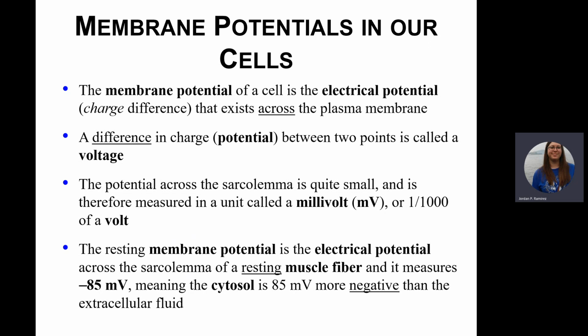So what does this really mean? What's the gist of this whole slide? Essentially, the cytosol is 85 millivolts more negative than the extracellular fluid. So it's more negative on the inside of the cell versus the outside of the cell. And again, the unit is around negative 85 millivolts. It's important to know.